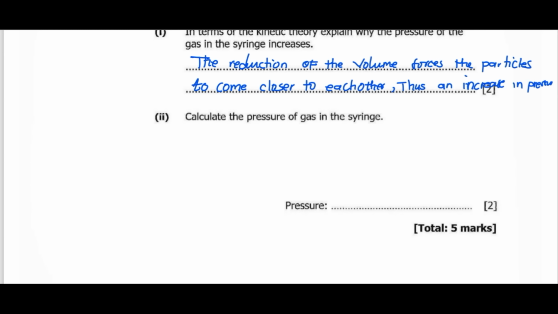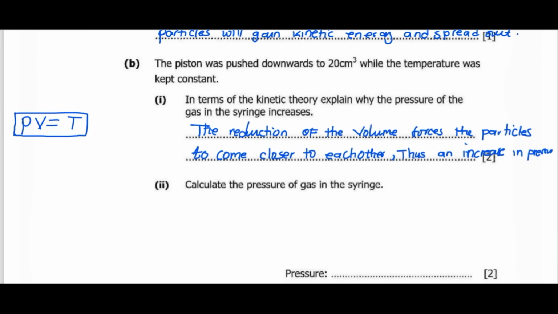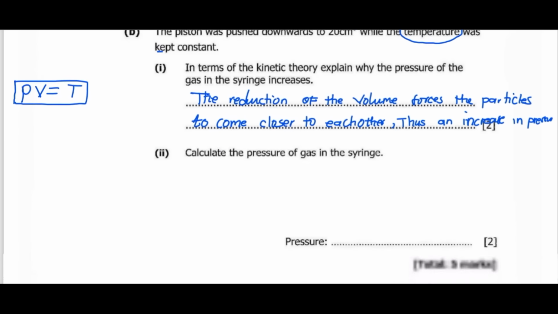Now, for some people, it may be a challenge to master the formula, so what I just want you to master is this: PV is equal to T. With this, you can derive any formula that we want. I will show you. From this question, we have been given that the temperature is kept constant. So if the temperature is constant, let's make temperature the subject of the formula.